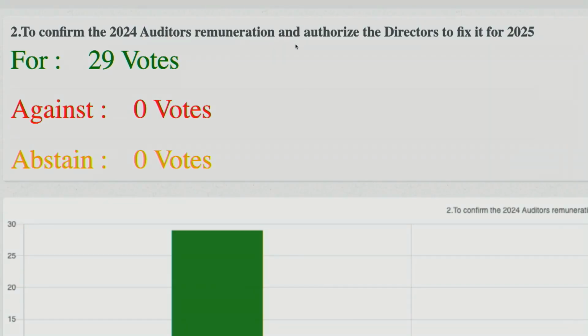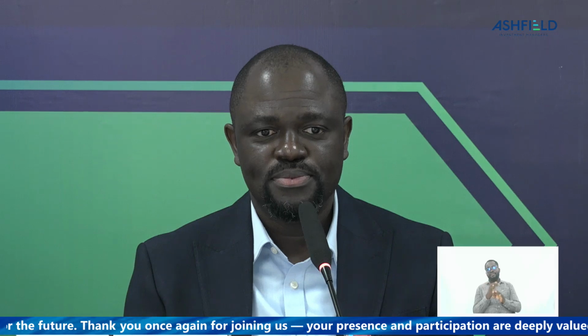Mr. Chair, we have the results. We have 29 for the motion, 0 against and 0 abstentions. Thank you, Mr. Secretary. I accordingly declare that the motion is duly carried. We will now open the floor for questions. If there are unit holders who have any questions or comments, you can feel free to do so.